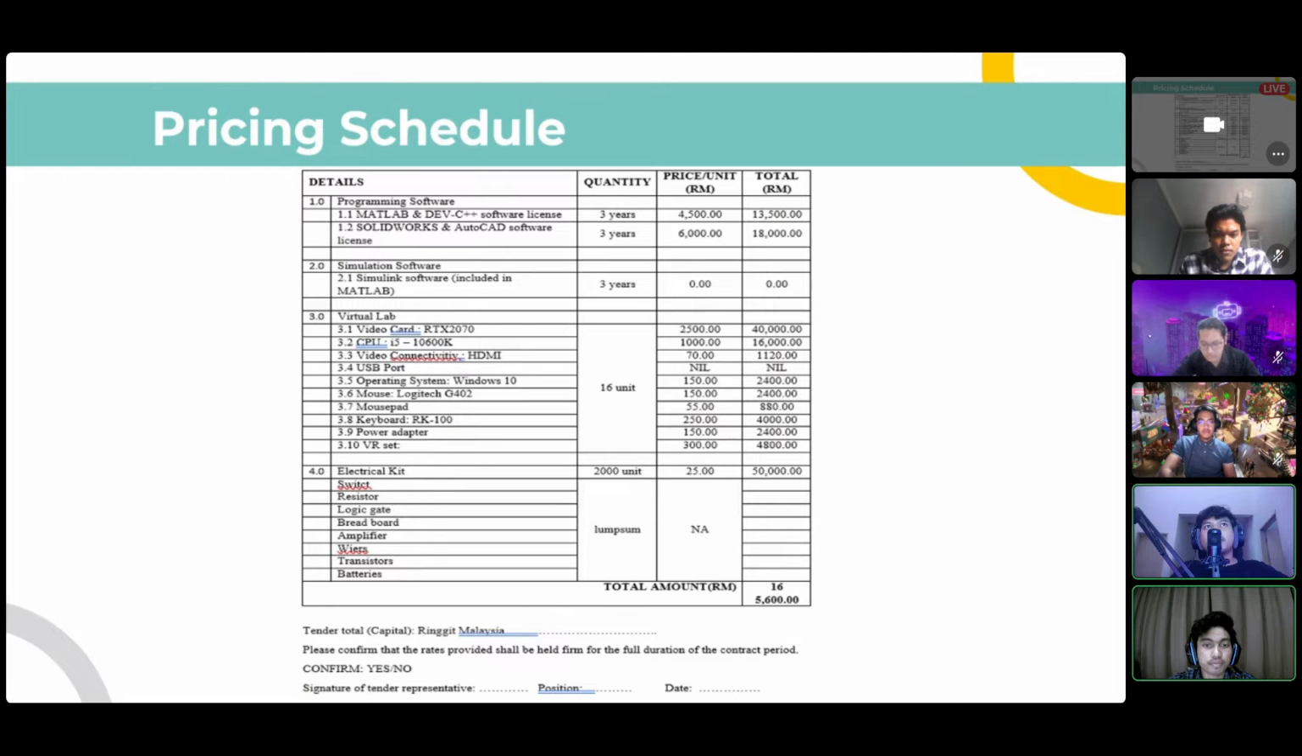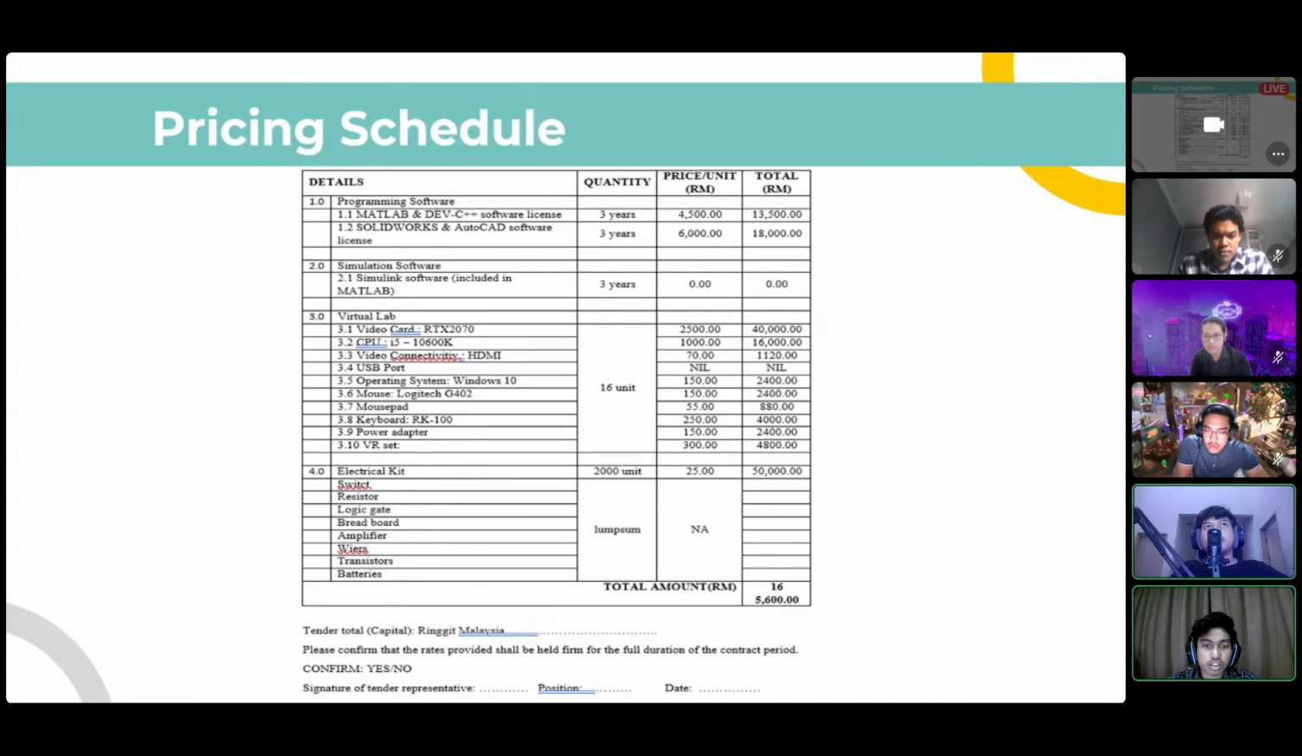Mousepad is 55. Keyboard, which is RK100 model, 250, power adapter 150, and finally VR set 300 ringgit. So all of this is required for 16 units as the tender requests for 4 labs at the University Malaya for engineering lab. So the total amount of these 16 units is 50,000.